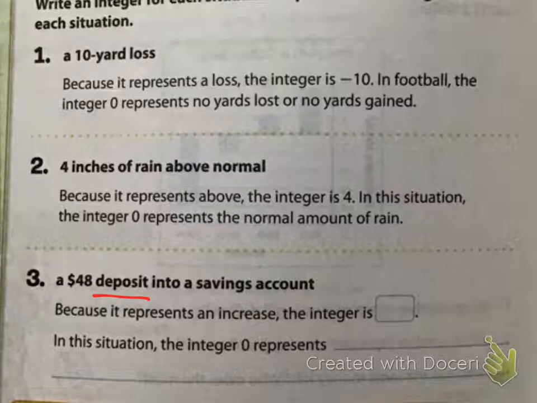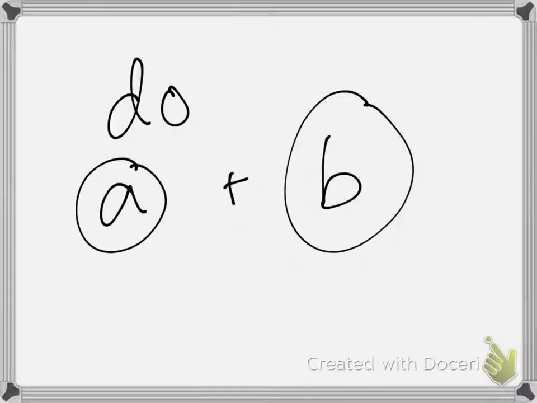It's going to be positive, and it's going to be $48. In this 0, what does the 0 represent? What does it represent, Michelle? Yeah, that there's no change in our account. There's no money in our account at all. It just represents that there's no money.